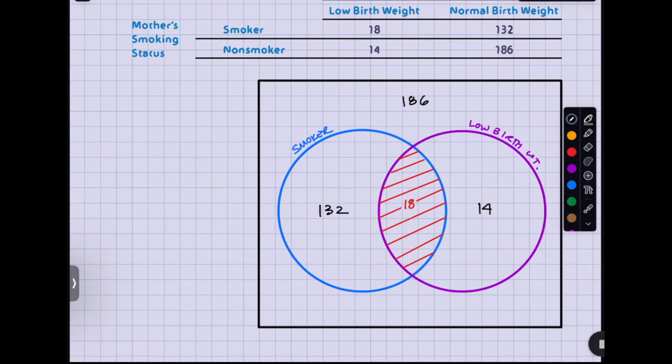Is the smoker circle within the non-smokers, or is it the non-smokers within the smokers? Which one is smaller? Okay, if you look at smoking moms and non-smoking moms, which circle is smaller? Which population is smaller? The smoking moms are smaller. So in other words, in this case, smokers.